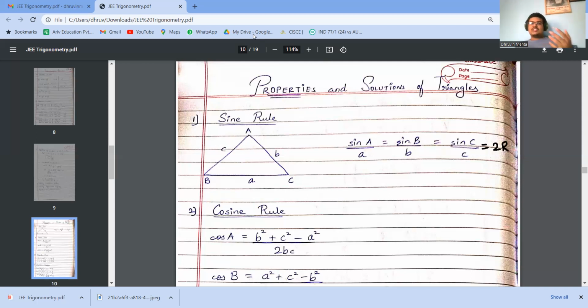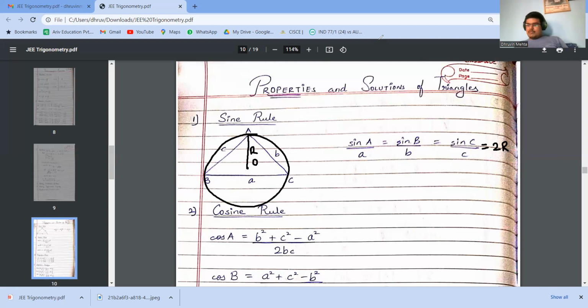Now you will ask me, what is this R? Do you agree with me that this triangle will have a circumcircle? Do you understand a circumcircle? There will be a circle. Excuse me for my drawing, but I hope you understand the circumcircle, a circle which passes through all the three vertices. It will have a center somewhere here, and this will be the radius R. So this ratio is actually equal to 2R. That is the basic rule.